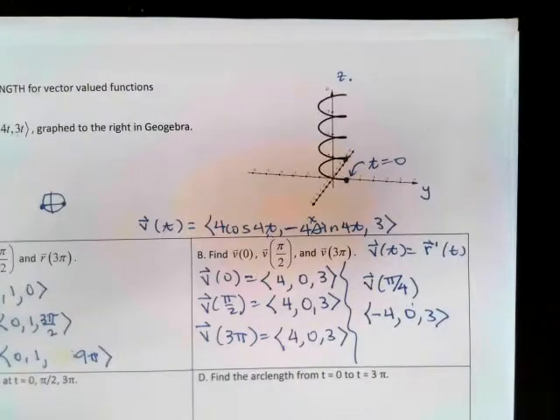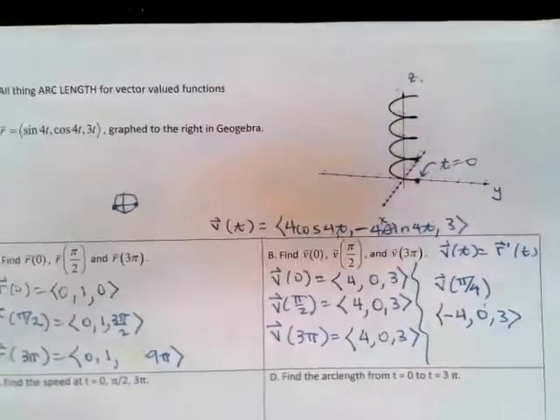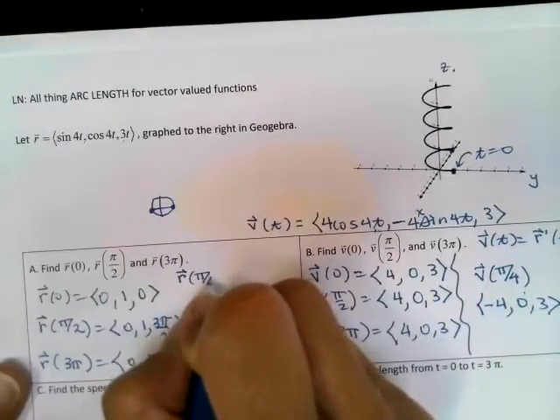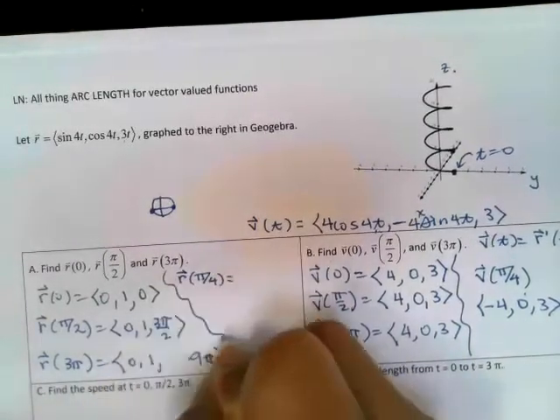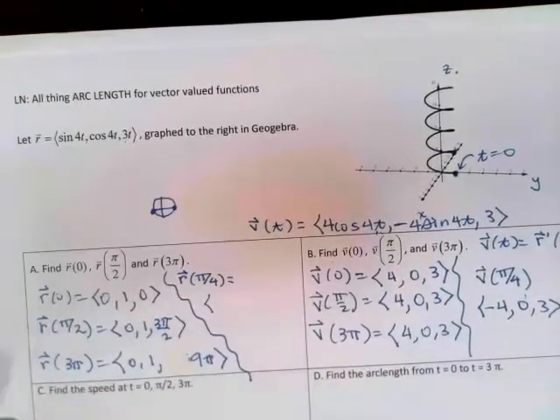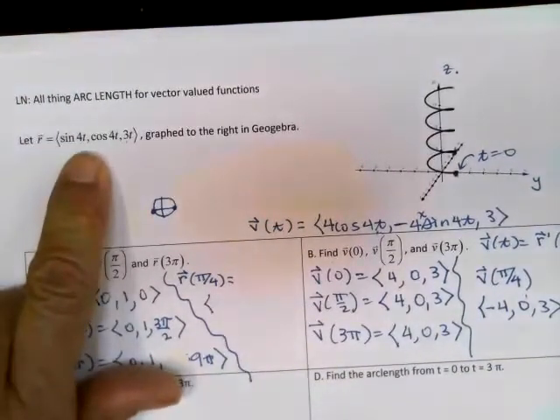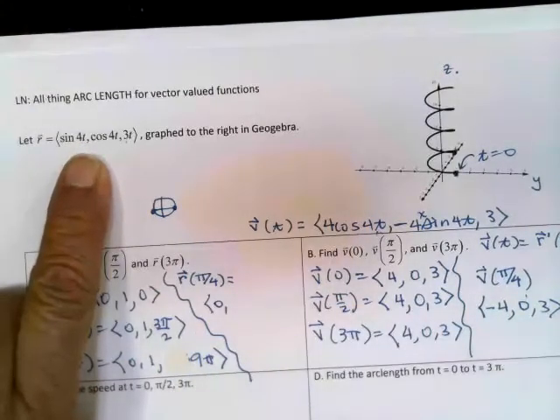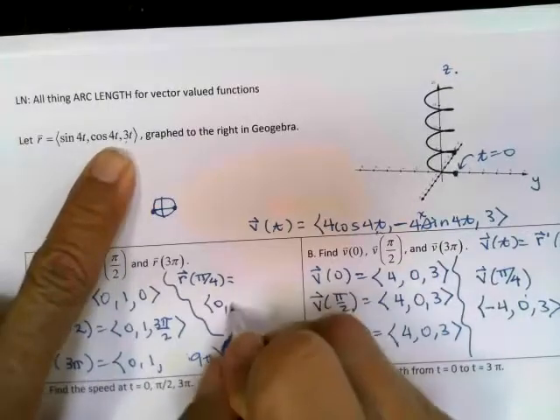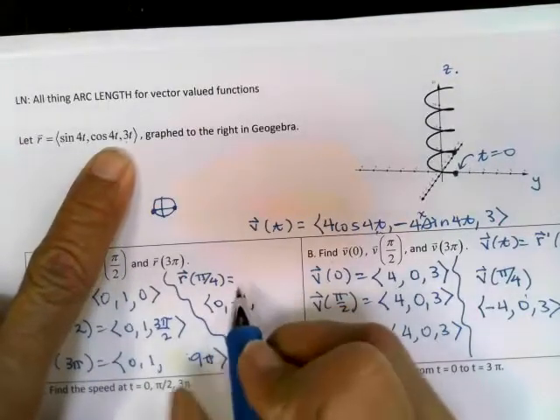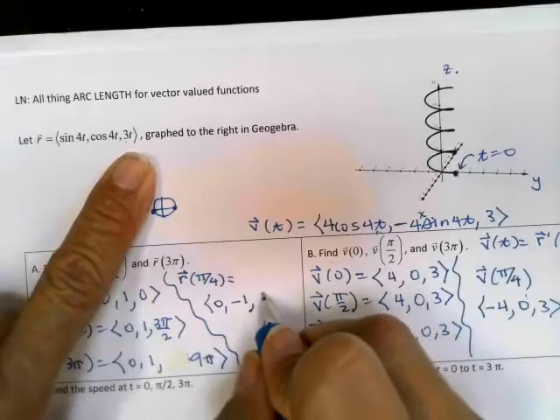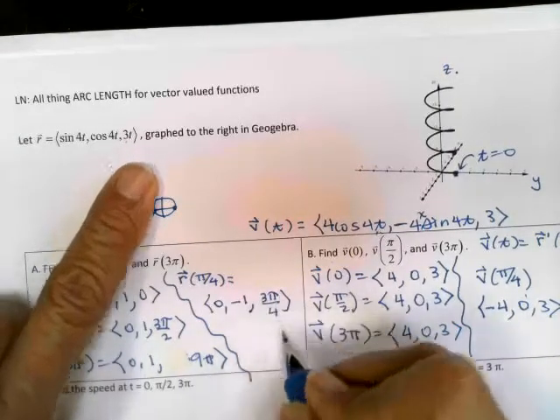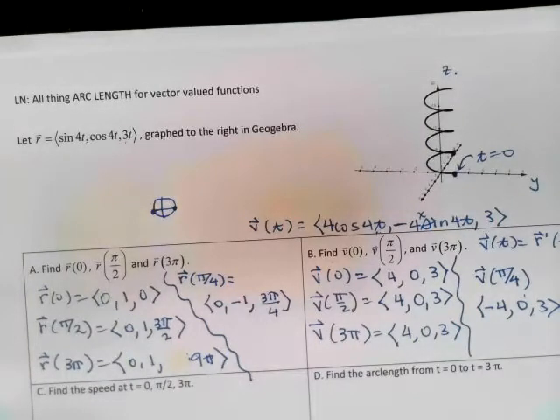Okay. So what was our position at pi fourths? Can we figure that out? I know I'm not doing arc length anymore, am I? I kind of got off on a tangent here. So r at pi fourths, I have the sine of pi, that's 0, so 0 in the x direction. Cosine of pi, negative 1. And then this is going to be 3 pi fourths, so it's at 9 fourths, just past 2-ish.